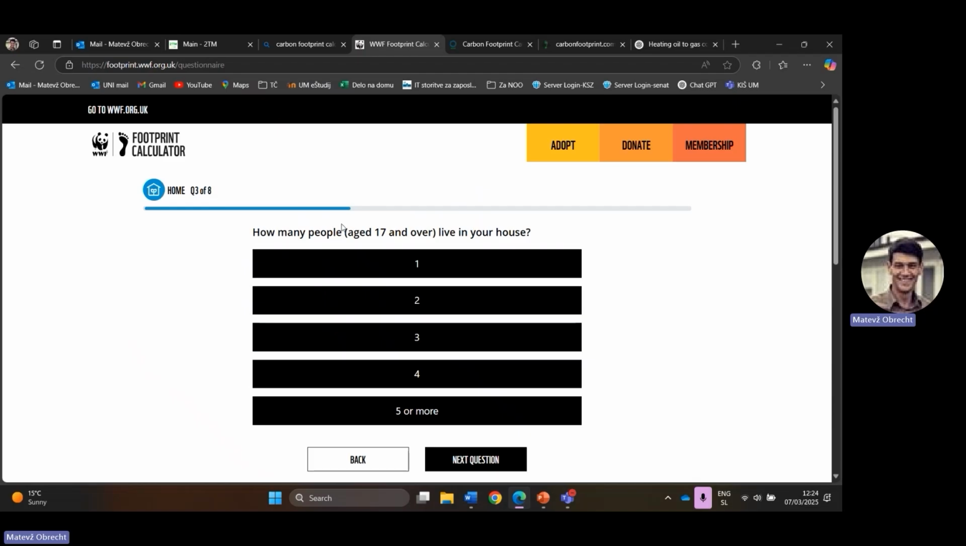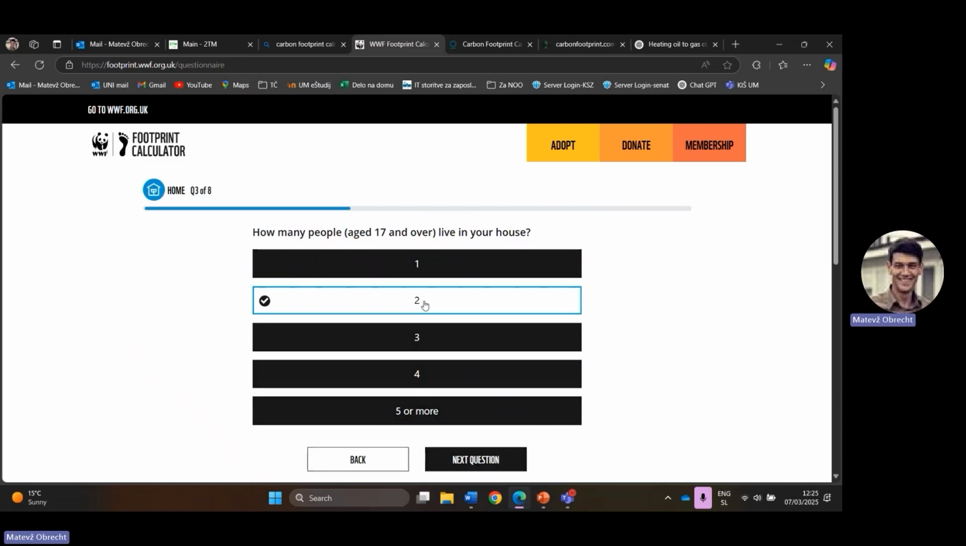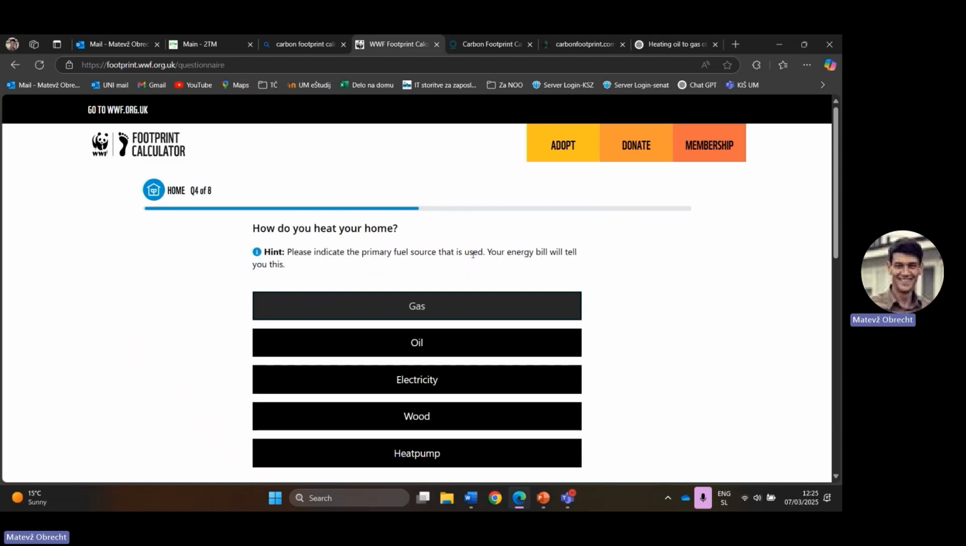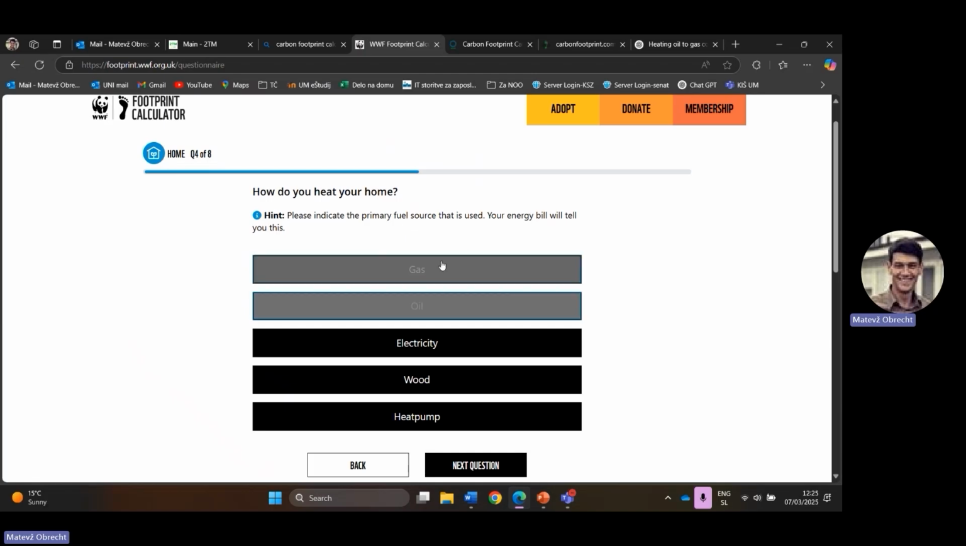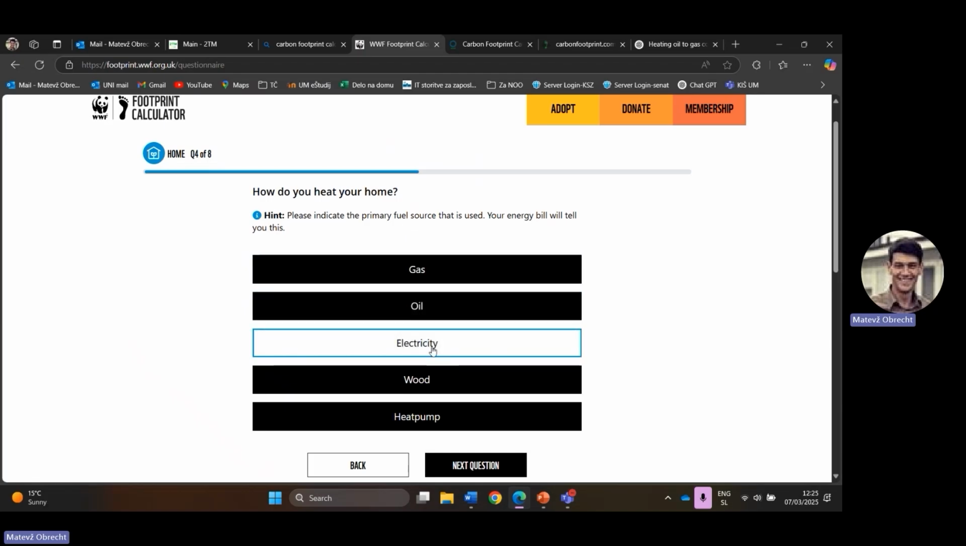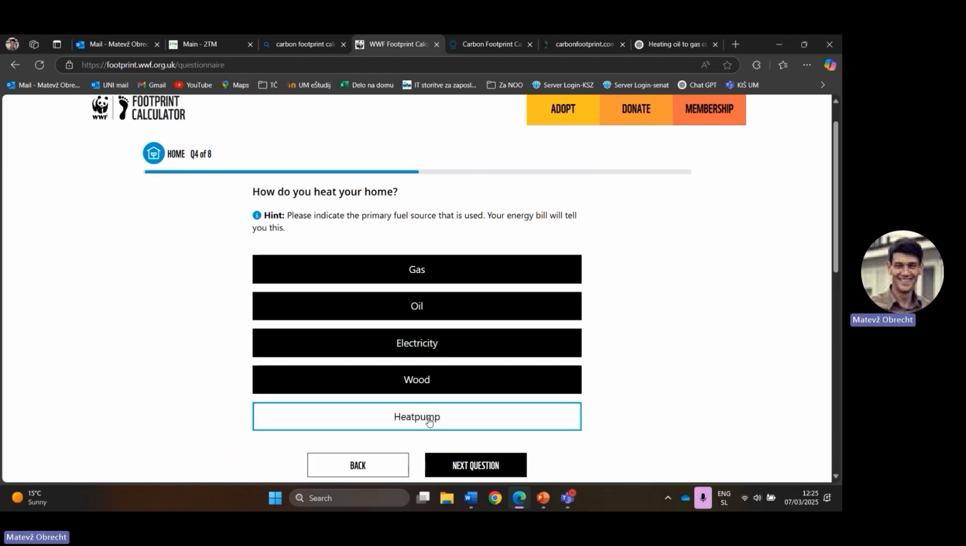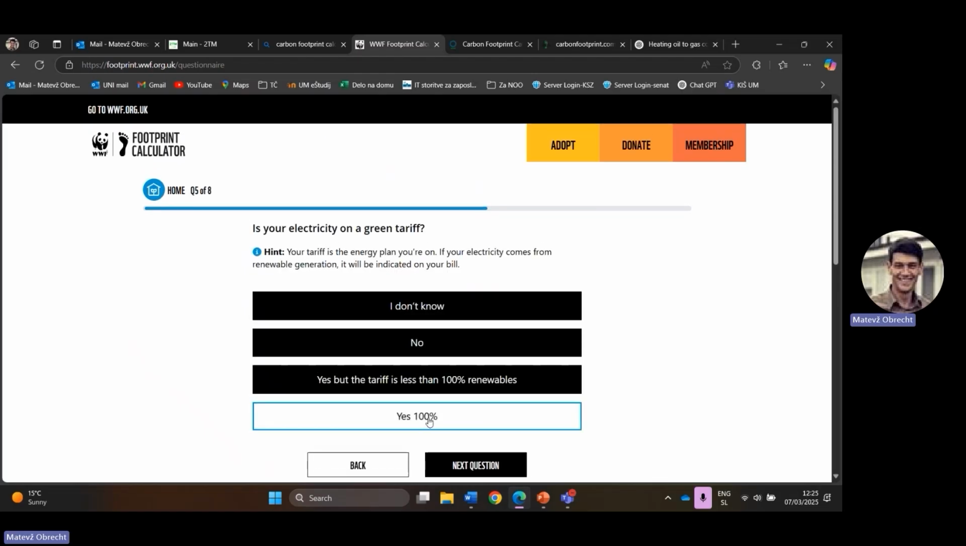So you can only see age 17 and above. This is a little bit strange to add, but this calculator just doesn't consider children. So let's say 2 adults, and how do you heat your home? With gas, oil, electricity, and this calculator then calculates the impact you cause with the wood or with the heat pump. I have a heat pump.